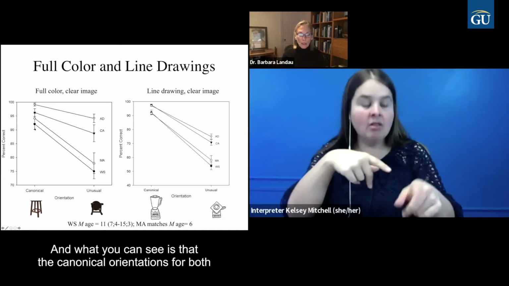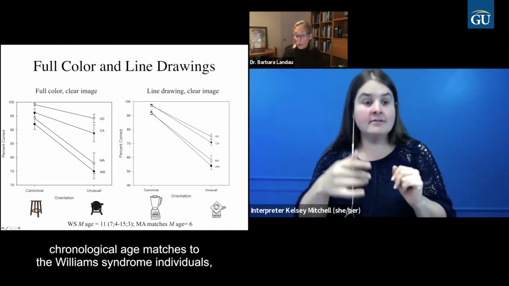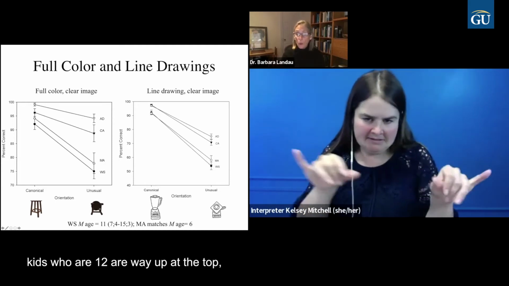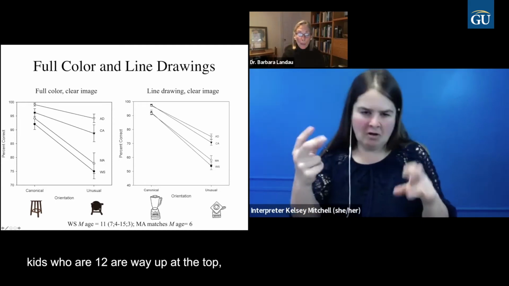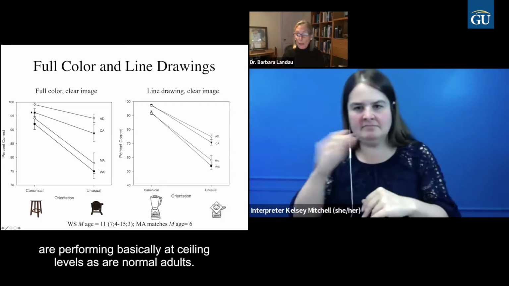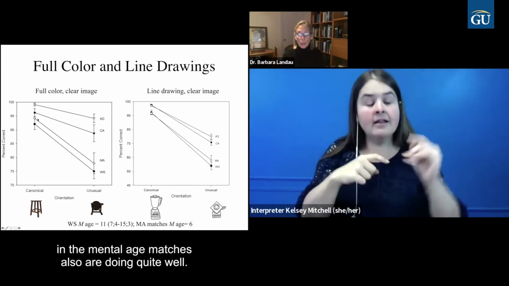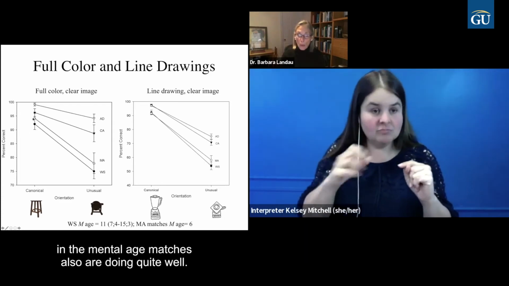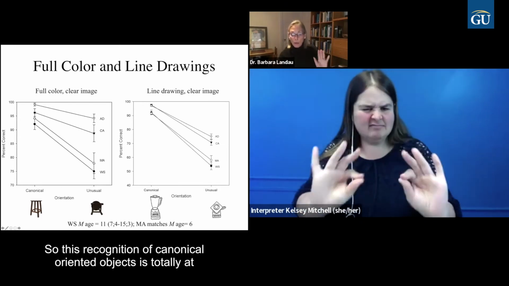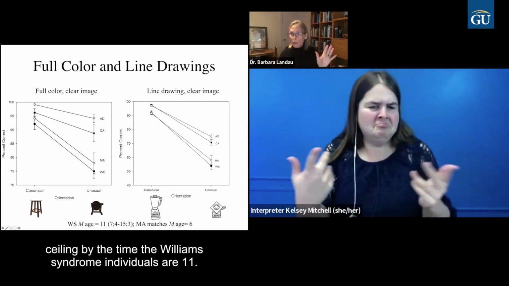And what you can see is that on the canonical orientations, the chronological age matches to the Williams syndrome individuals, that is typically developing kids who are 12, are way up at the top, performing basically at ceiling levels, as are normal adults. And you can see that the Williams syndrome individuals and the mental age matches also are doing quite well. It's all above 90%.